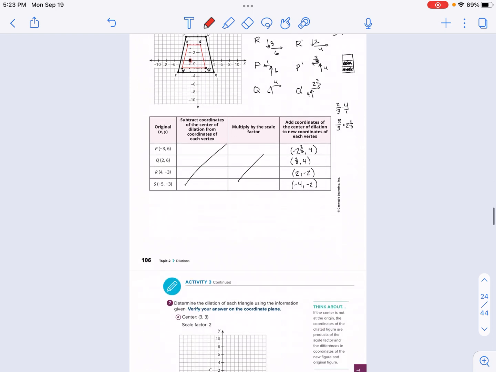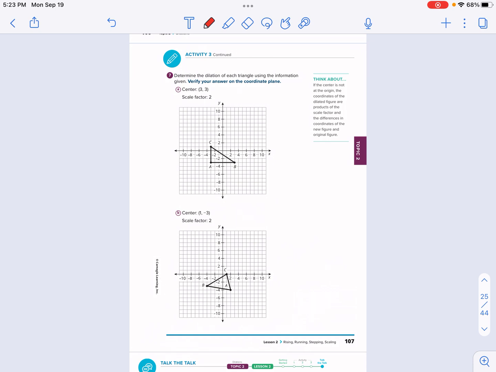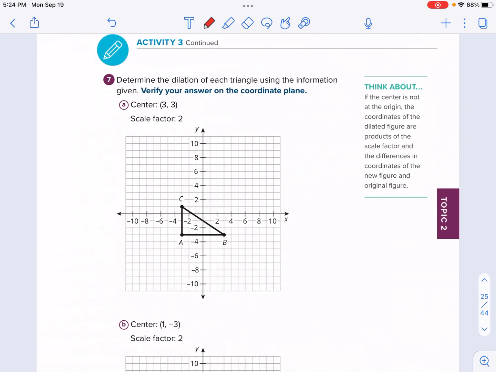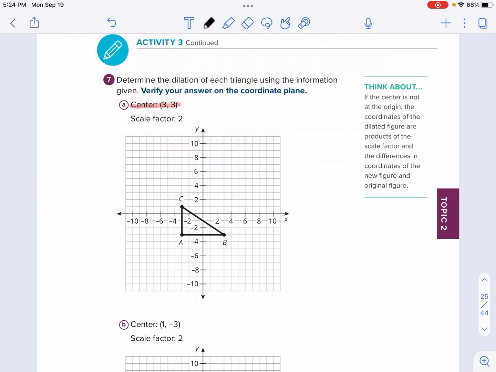All right, and then let's get to this. We're just going to do one problem on page 107. We're given a center at some point on the coordinate grid, and a scale factor, it looks like in both these problems, of 2. We'll just do one of them. Let's choose the first one. So the center of dilation here is 3, 3. So let's plot that point. 3, 3 is 3 right, 3 up.